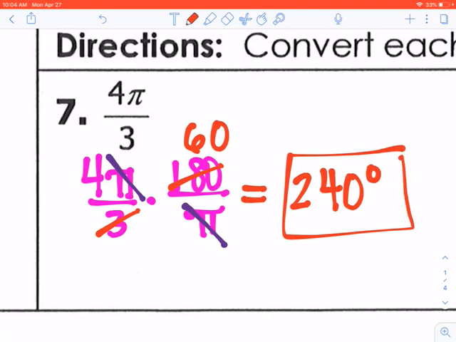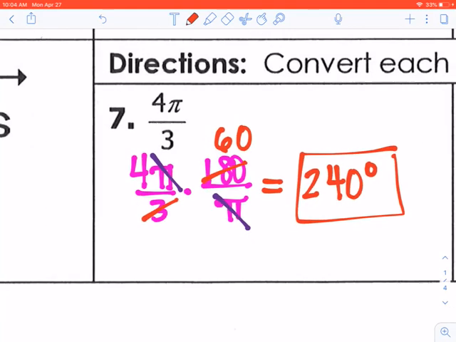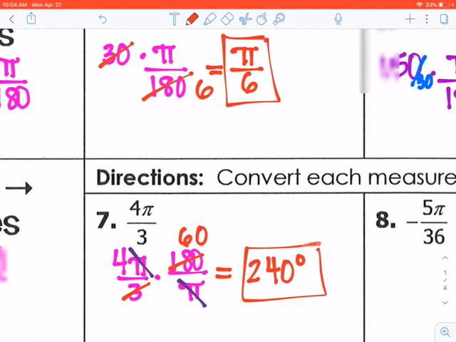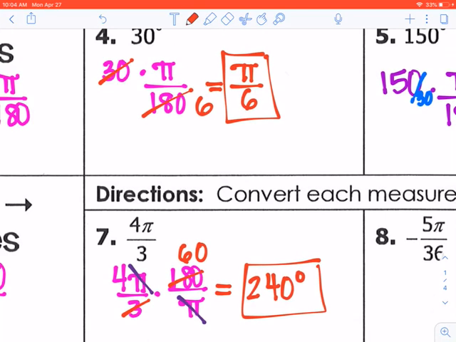Notice I no longer have a pi there because it's now in degree measure. So if you have a pi left over, you've multiplied by the wrong thing. Okay? So you'll notice the difference between the two. On the top one, I multiplied by pi divided by 180. I still have a pi in my answer. In my bottom one, I multiply by 180 over pi, and that clears the pi's out. Okay?